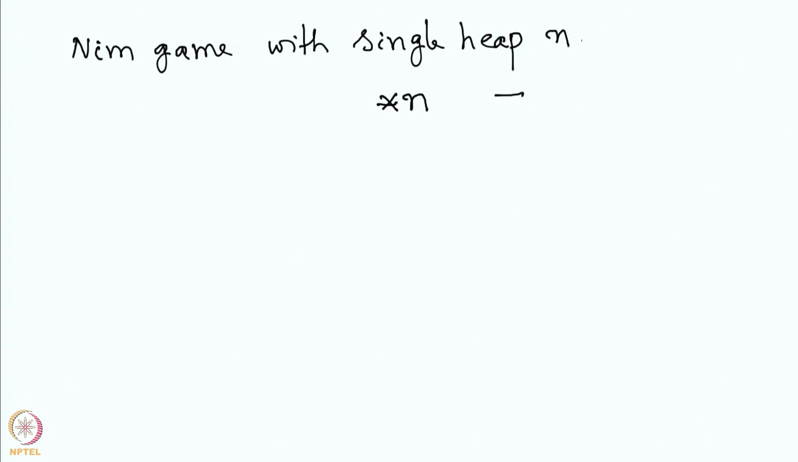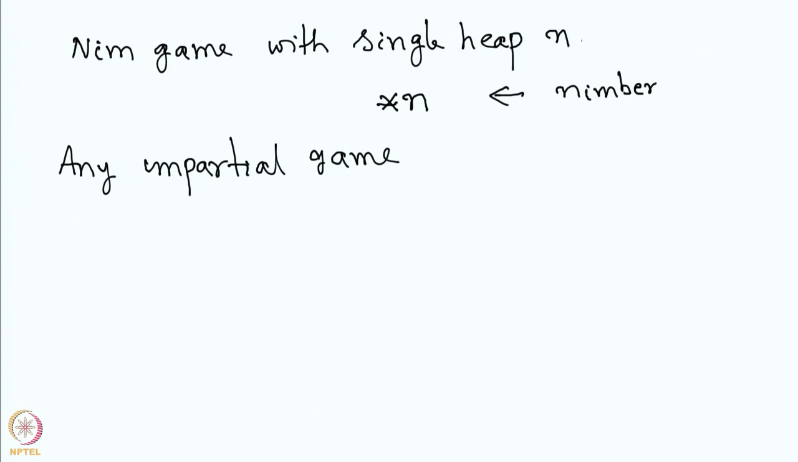So, let us look at certain things. Remember, in any NIM game, let us say with a single heap, we denote this by star of n. This is known as the nimber. What we would like to say now is that if you take any impartial game G and we have its Grundy value G of G and look at the corresponding star of G of G, we would like to say somehow these two are equivalent. So, how do we do it? We will discuss this aspect now in this lecture.